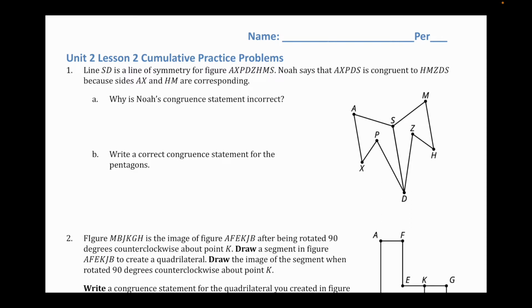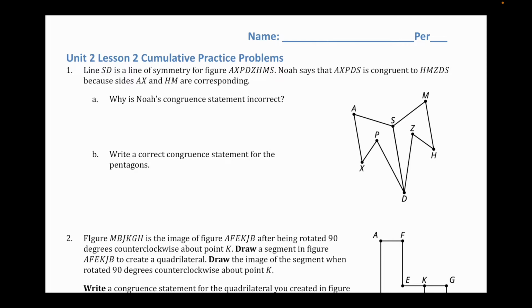So, first off, we have line SD as a line of symmetry for figure AXPDZHMS. Noah says that AXPDS is congruent to HMZDS because AX and HM are corresponding. Why is Noah's congruence statement incorrect? And write a correct one for the pentagons.